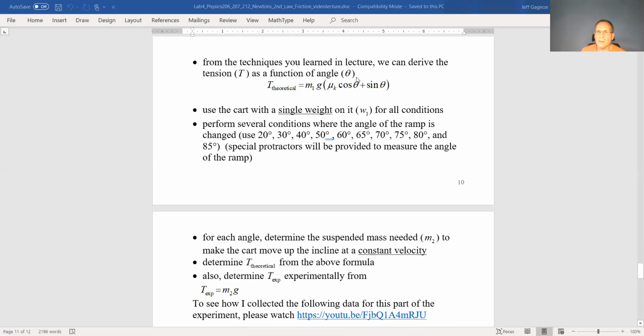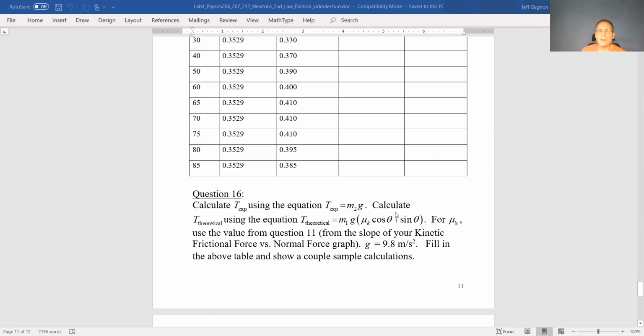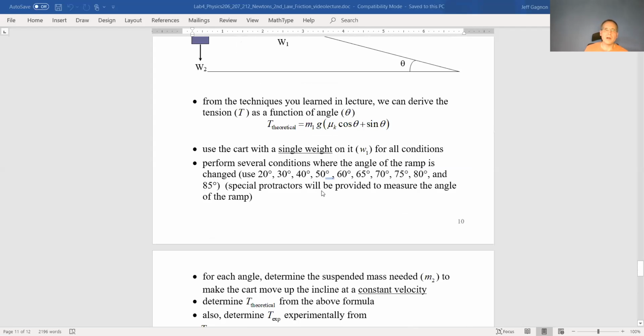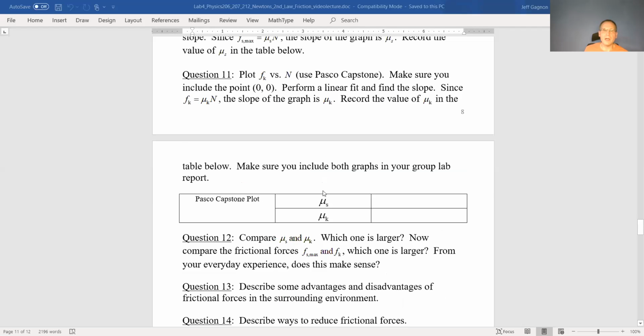So you're going to plug in the values. You need to plug in your different angles. For mu k, you're going to use the value from question 11 that came from the slope of your kinetic frictional force versus normal force graph. So use it from, where is it? It's all the way up here, right? So use this value, mu k, from question 11.